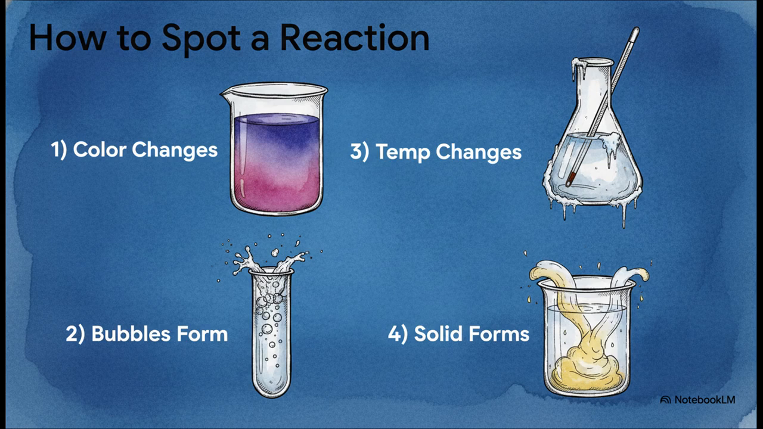Okay, so how do you even know when one of these transformations is actually happening? Well, you've got to look for the clues. There are some classic signs. Maybe you see a sudden change in color, like when silver gets that dark tarnish. Or maybe you see bubbles of gas fizzing up. Or you might touch the container and realize, whoa, it's gotten really hot or even super cold. And sometimes a solid just seems to magically appear out of a perfectly clear liquid. All of these are little signs that a chemical party is in full swing.